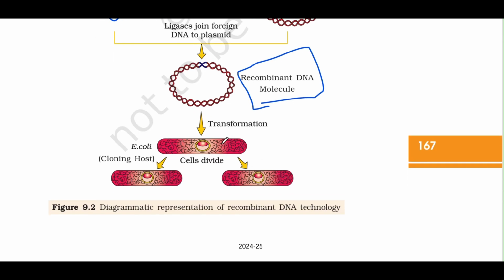This recombinant DNA molecule is transferred to bacteria or E. coli, that is the host cell, and this host cell divides using the ORI, the origin of replication. So the replication starts from the ORI. Okay.